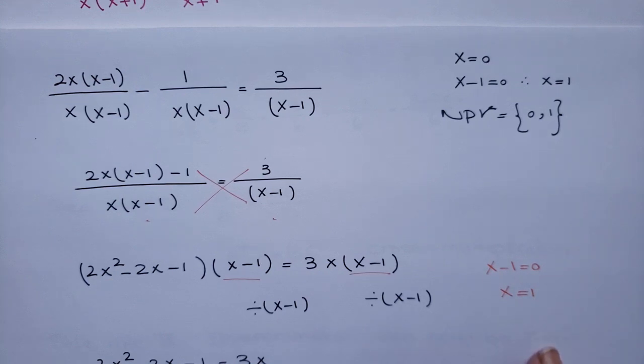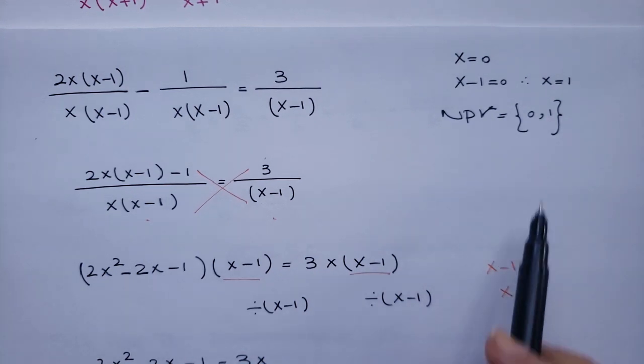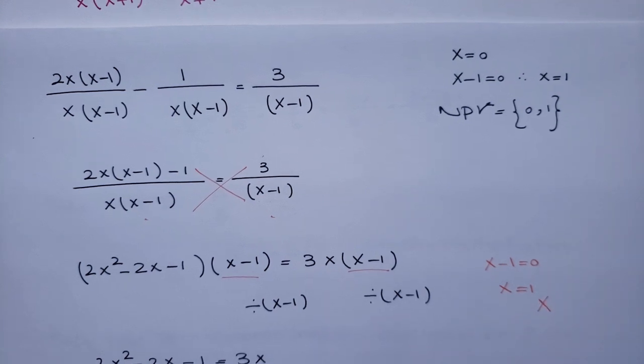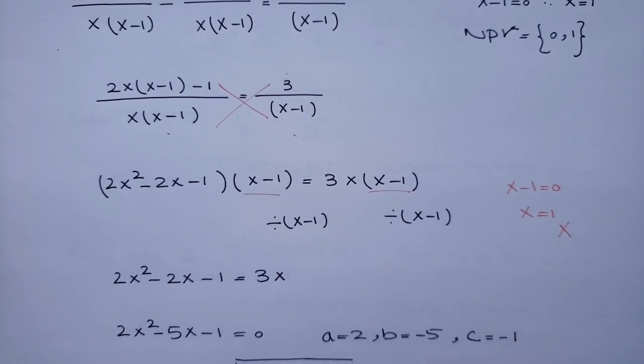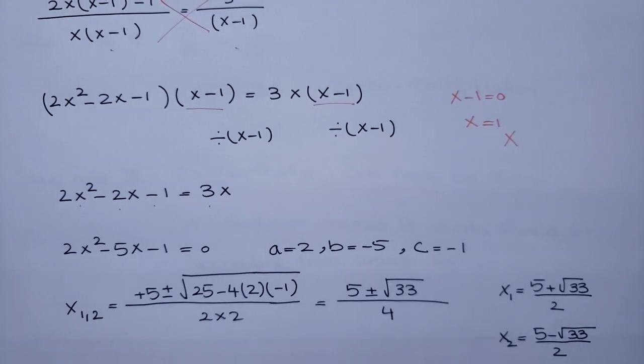So x equal 1 could be a potential root, but we have to make sure it's not the NPV value. We go back here and it happens that it's exactly the same value as the NPV, so we do not accept it. So let's continue and see if we can find any other roots. After simplification, we would have 2x squared minus 2x minus 1 equals 3x. If we want to solve this one, we have to follow the quadratic equation method. And for this specific one, I prefer to use the formula.